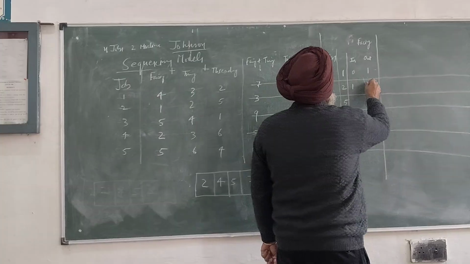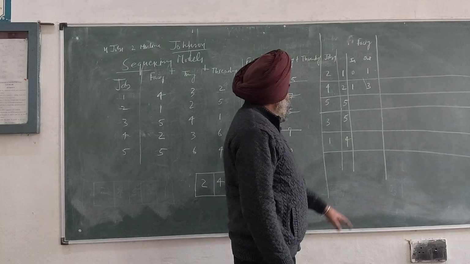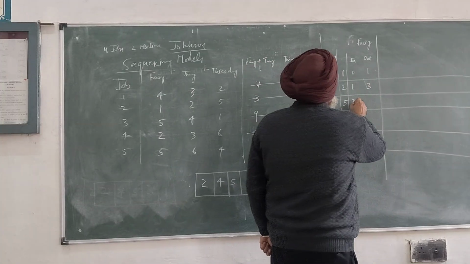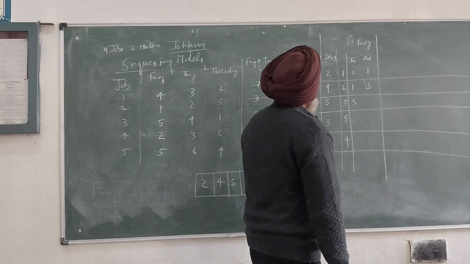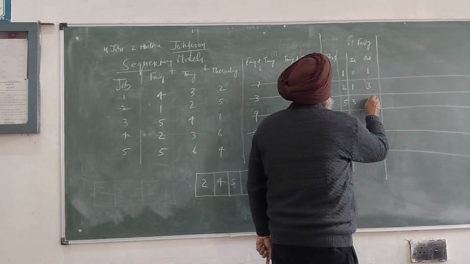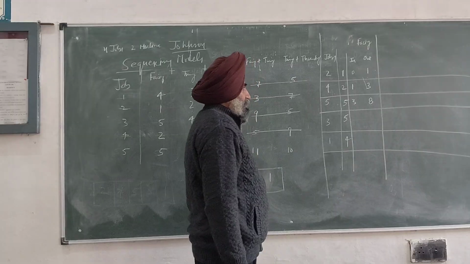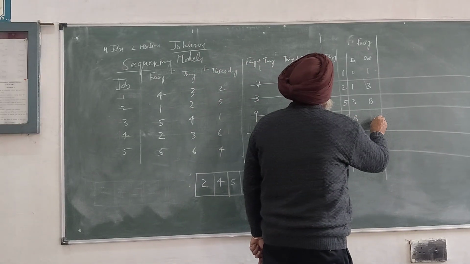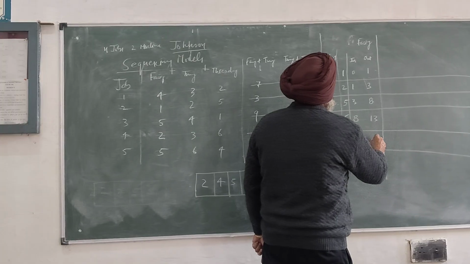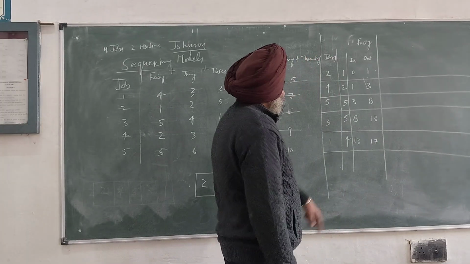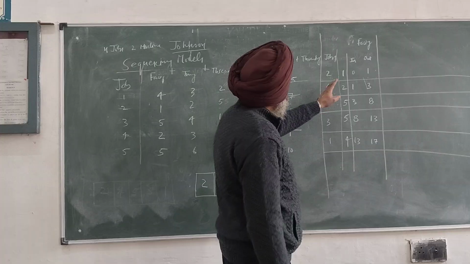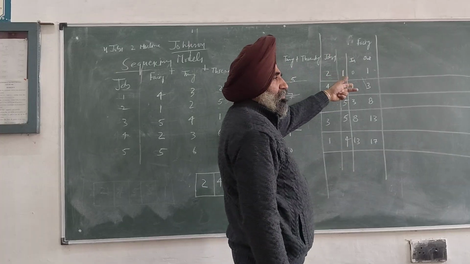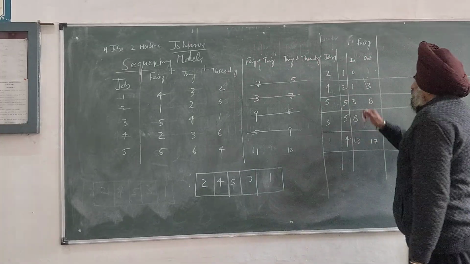1 plus 2, this is 3. Clear? At the third minute, I am going to take job number 5, which takes 5 minutes. 3 plus 5, 8. 8 plus 5, this is 13. 13 plus 4, this is 17. Within the 17 minutes, all the facing operations for all the 5 jobs will be completed.